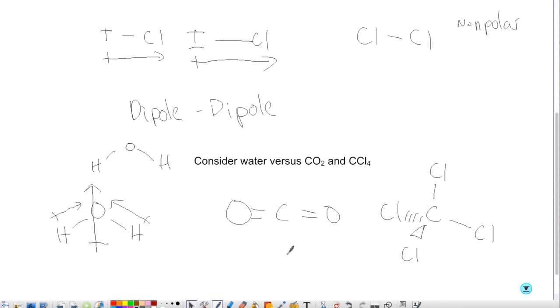But you look at CO2. Now, there are bond dipoles. Okay? These are polar covalent bonds. So this oxygen is more electronegative, right? It's one of the four most electronegative. Okay? And so you get these bond dipoles going this way.